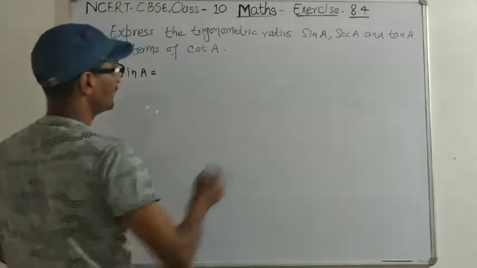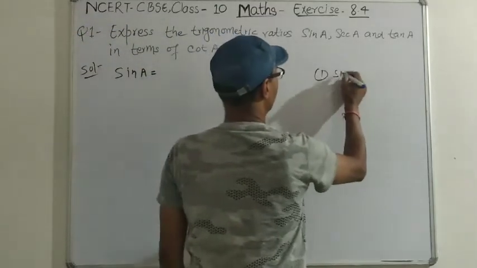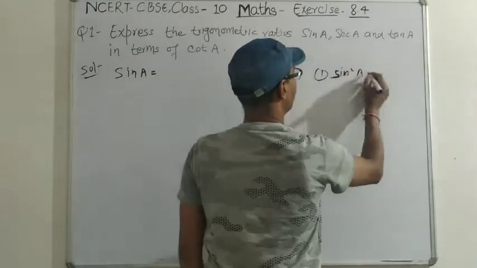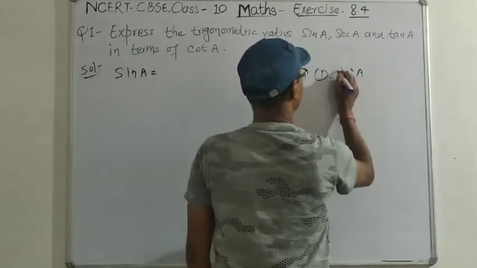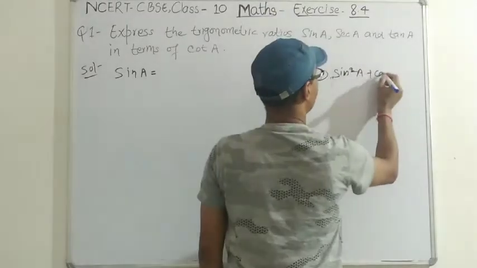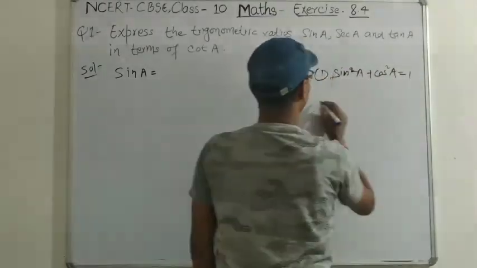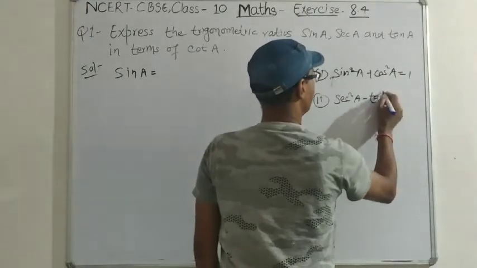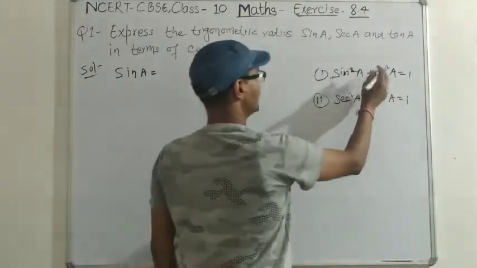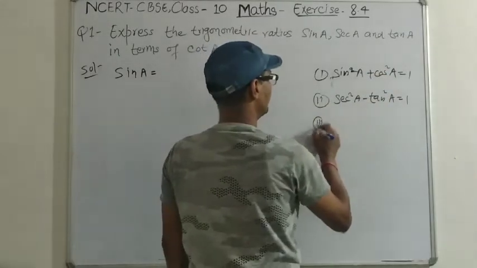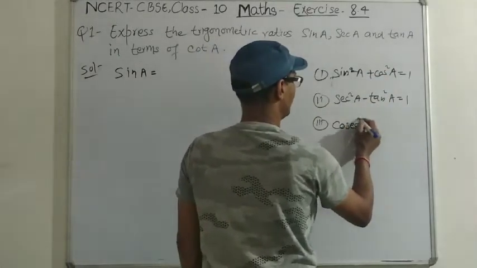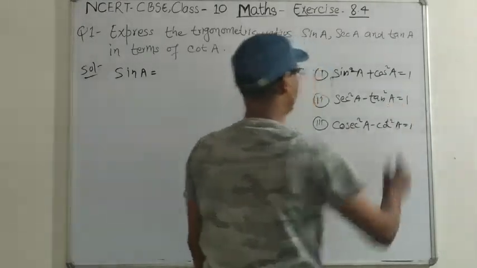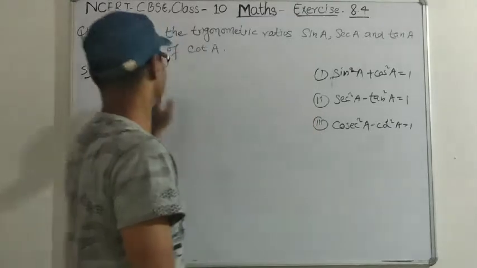So we have the identities. I am writing again: sin square a plus cos square a is 1. Second, sec square a minus tan square a is equal to 1. Don't be confused here, it is positive and this is negative. Third is cosec square a minus cot square a is equal to 1. We have only 3 identities. With the help of these 3 identities, it will come out.